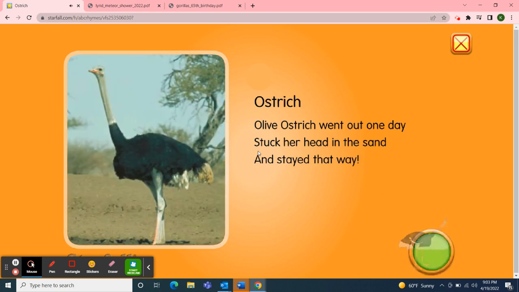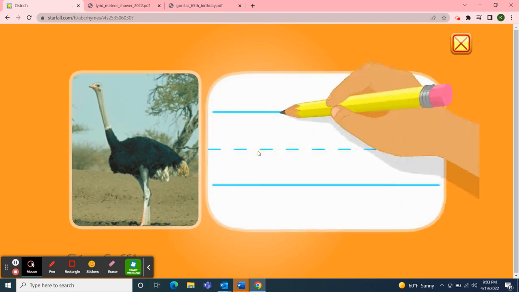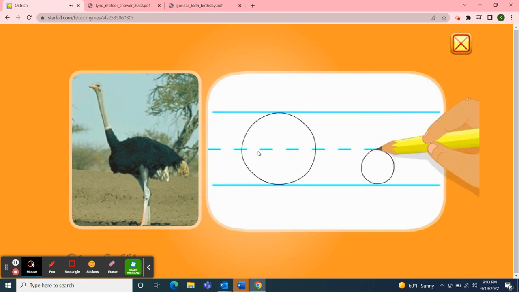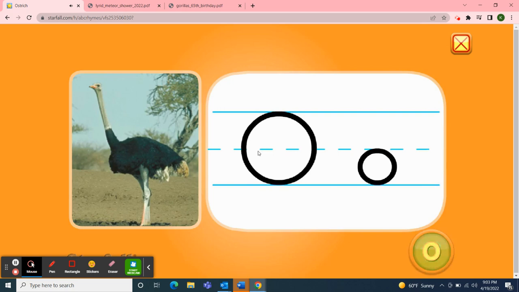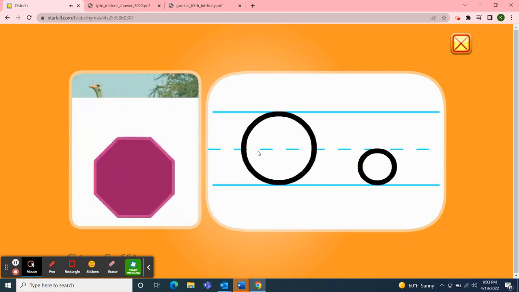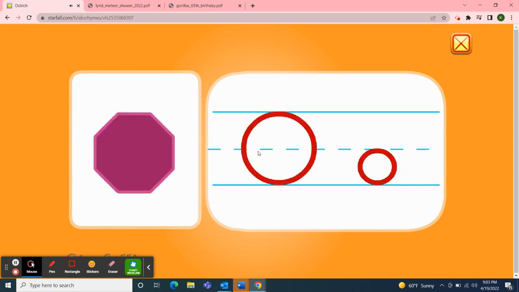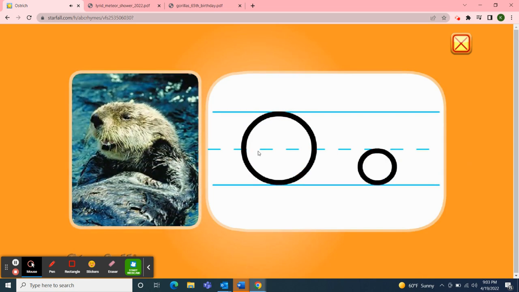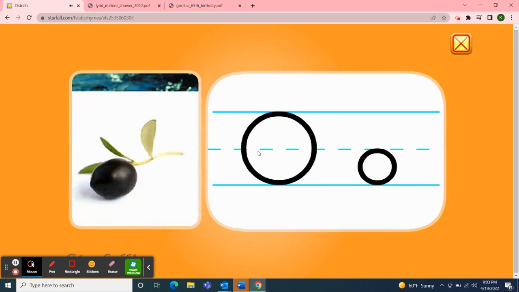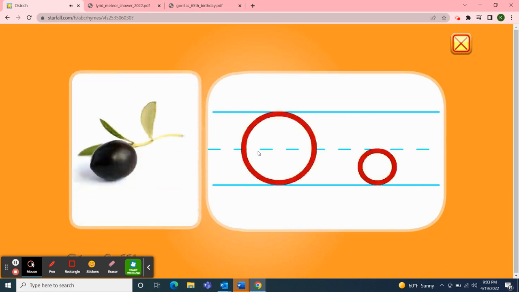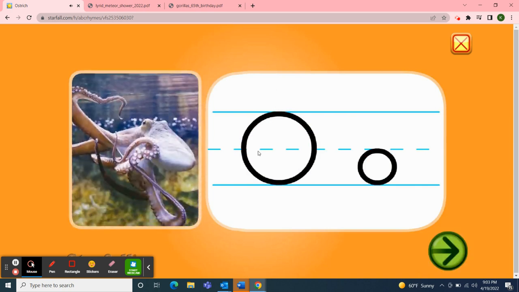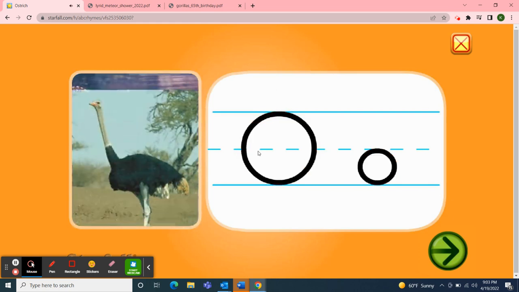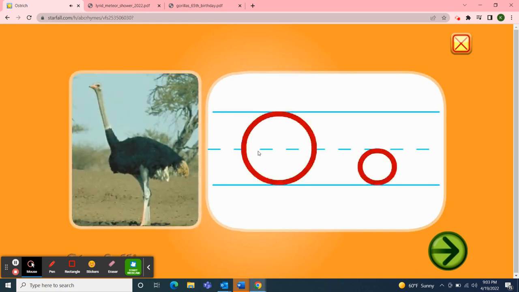Ostrich. Octagon. Otter. Olive. Octopus. Ostrich.